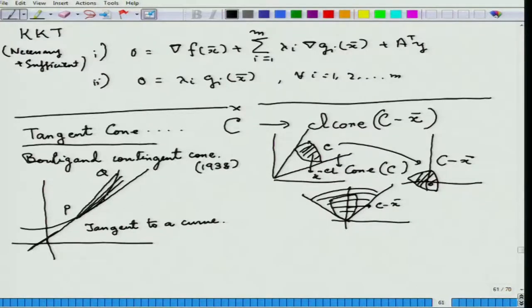So, if you look at this picture once again of this C minus x bar, and I am trying to draw a cone generated by this C minus x bar. If you see, all these lines are some sort of tangents. So, the tangent cone to C at x bar, so consider a convex set C.